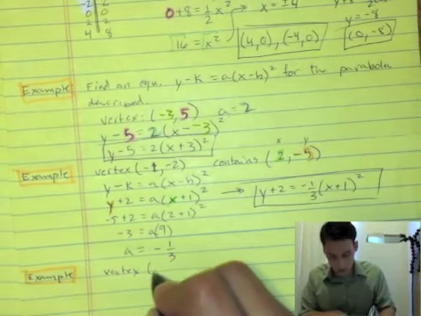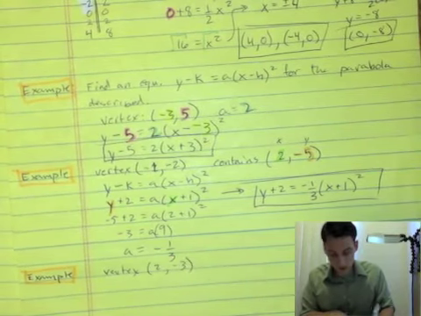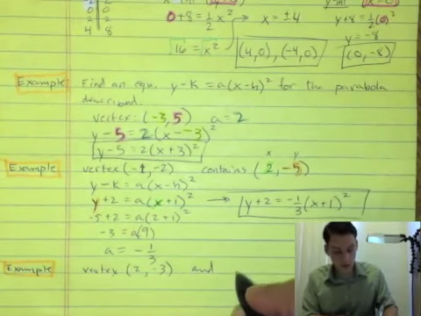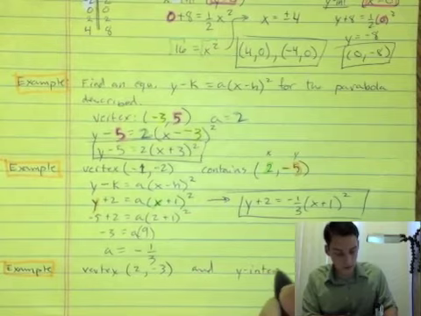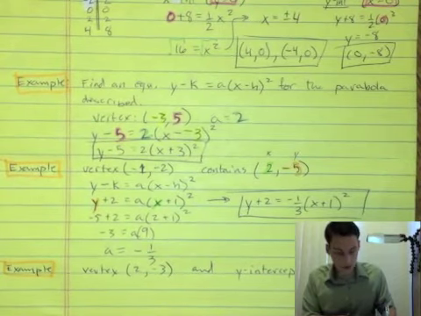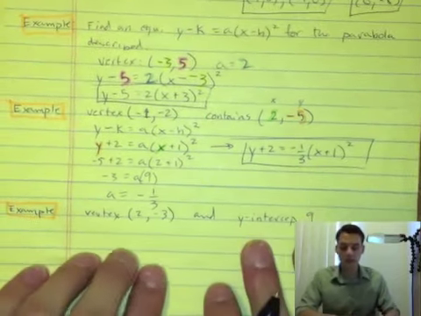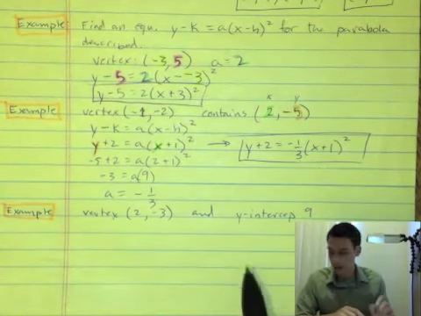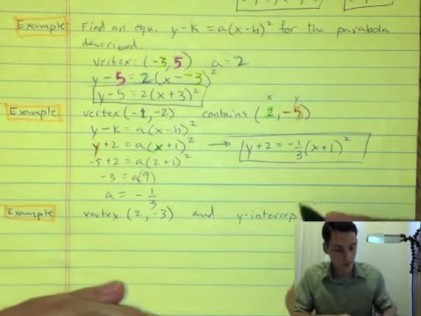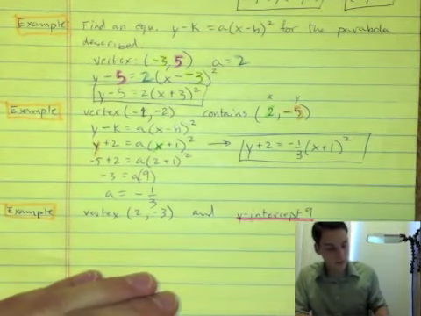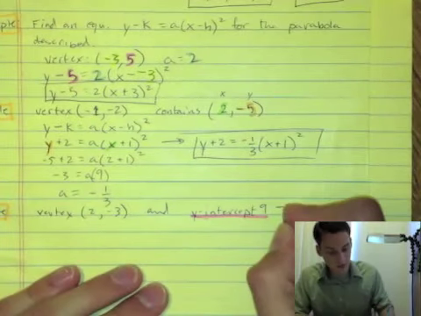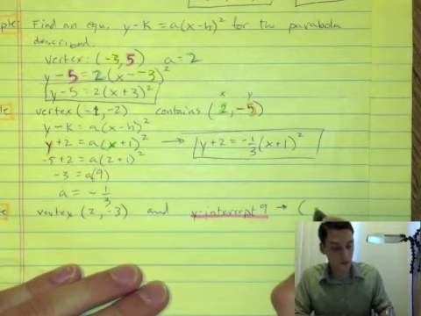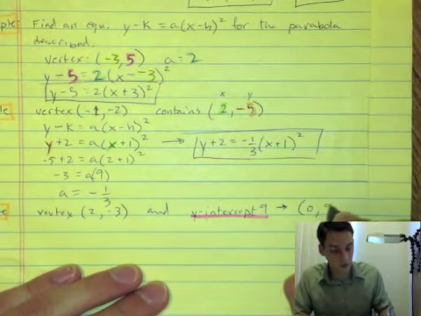The vertex is (2, -3), and the y-intercept is 9. So this is the information that maybe you'll be given on your problems. What I'm going to tell you is that a y-intercept of 9 means x equals 0, y equals 9.